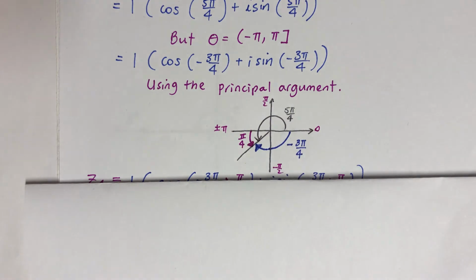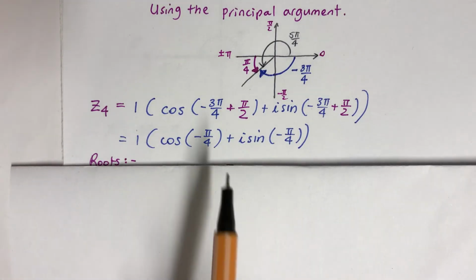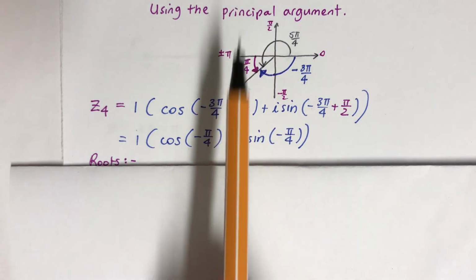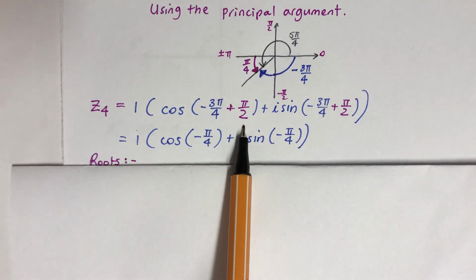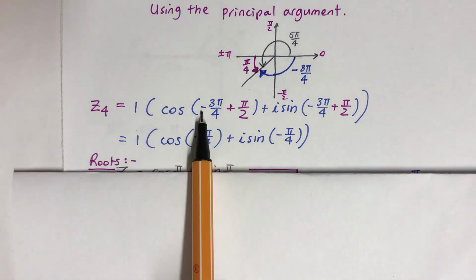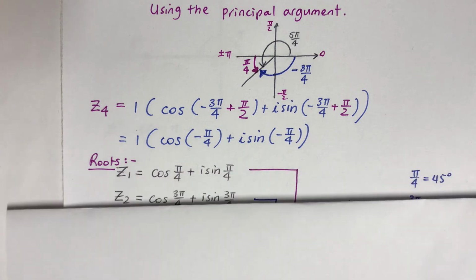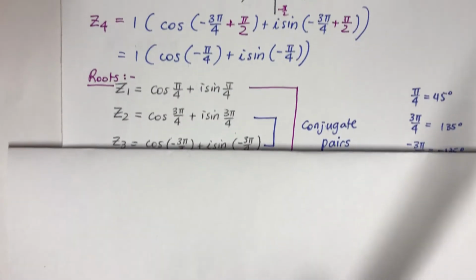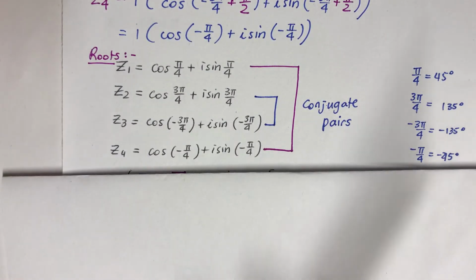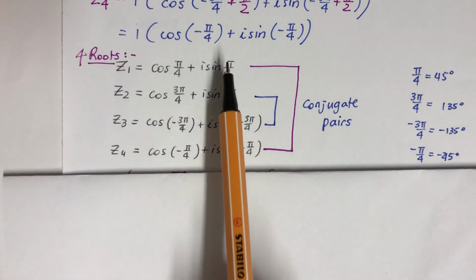So that's what we got. And z4 is just from z3: I add pi over 2, and I'll get minus pi over 4. If you're not really sure about the fractions, use a calculator, and make sure you don't make silly mistakes. Okay, so I've got all 4 roots.